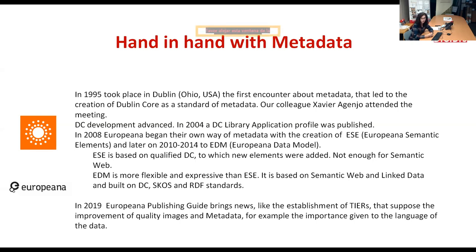Europeana has been going on developing improvements and asking for new requirements. And as we want to approach them, for example, in 2019, the Europeana Publishing Guide saw light. This guide brought news like the establishment of tiers that support the improvement of image quality and metadata quality. For example, the importance given to the language of the data. We saw Imma Subirats talking about the importance of the language. Well, Europeana is also asking to show the language. So we have to improve our software to make it better, of course.